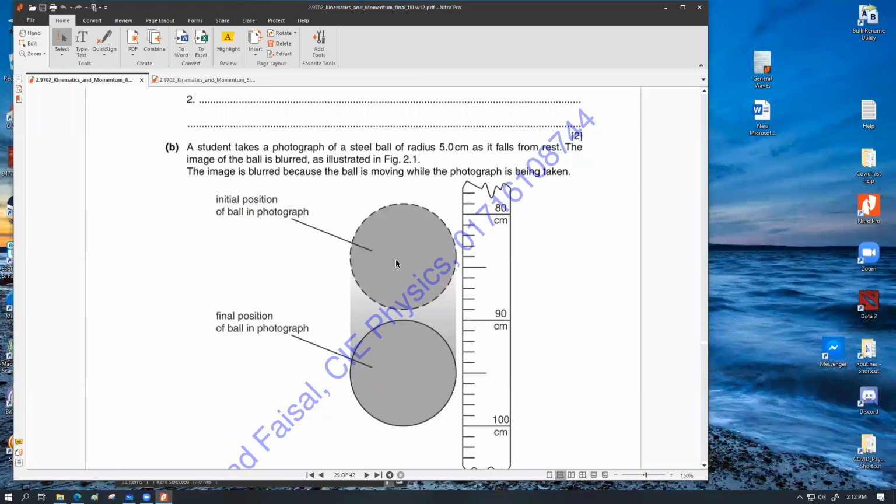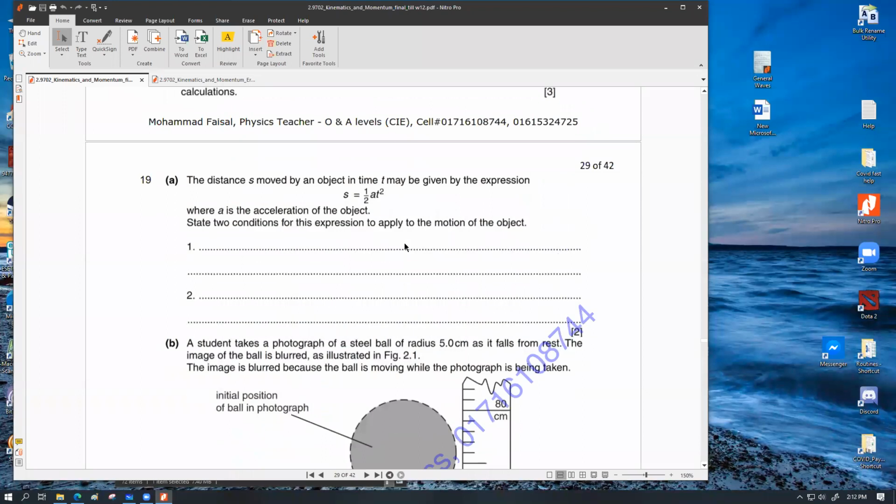Whether this has a problem or not, I'm going to discuss these questions anyway because I do it every year, because there's some pretty important stuff for you to consider in this question. Take a look. The distance moved by an object at time t may be given by the expression s equals half at squared. Come to think about it, which equation do you think this expression is derived from?